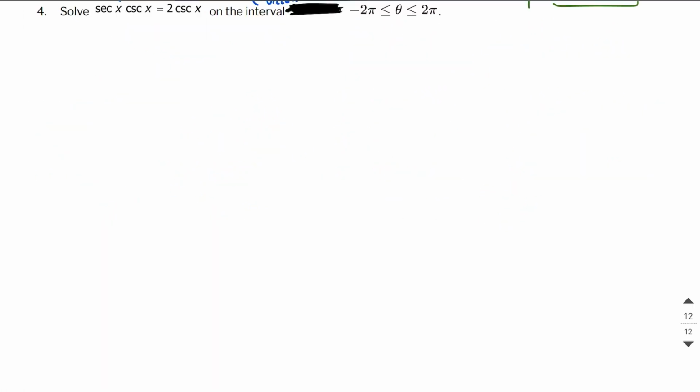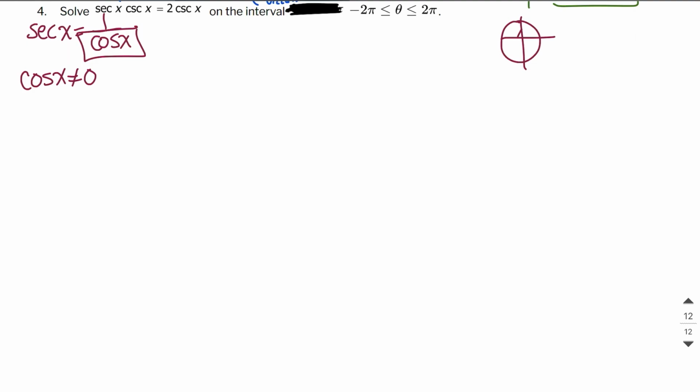All right, our last example involves secant and cosecant right here. And because we're talking about secant and cosecant, we've got things in the denominators. So that means we have to first of all talk about our restrictions. So remember, secant of x is 1 over cosine of x. So our first restriction is that cosine of x cannot be 0. I can't have 0 in the denominator here. Where is cosine of x equal to 0? At pi over 2 and at 3 pi over 2. So x is not allowed to be pi over 2 or 3 pi over 2.